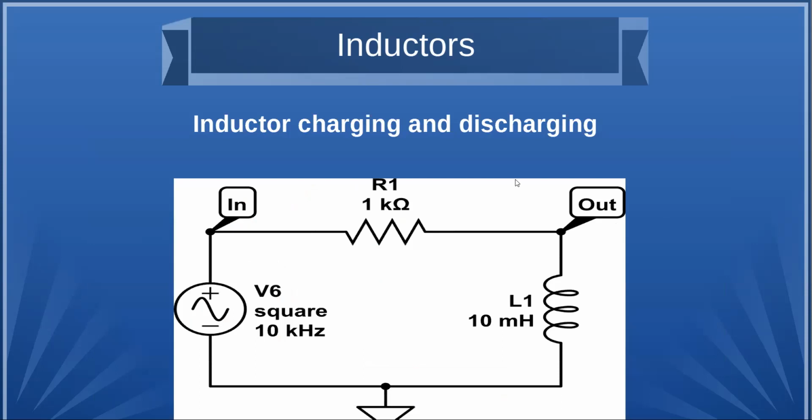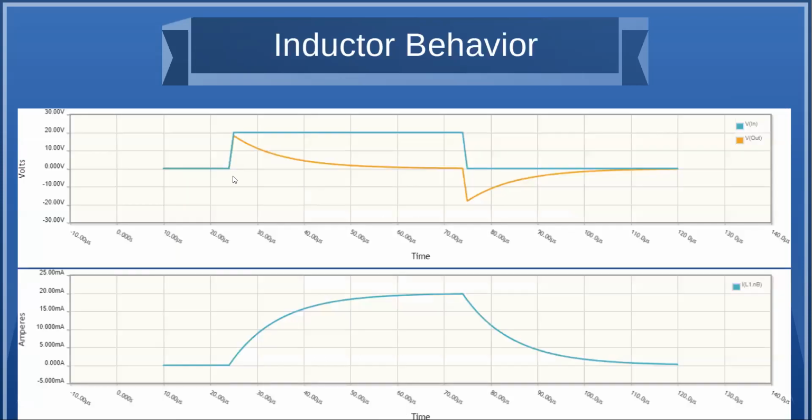Okay, so we'll do the same thing with the inductor. Apply our square wave through a resistor and a 10 millihenry inductor. I picked those so it makes a nice chart. So here we're applying the square wave, and you notice the voltage on the inductor follows that square wave immediately. Okay, and then the voltage decreases to 0.